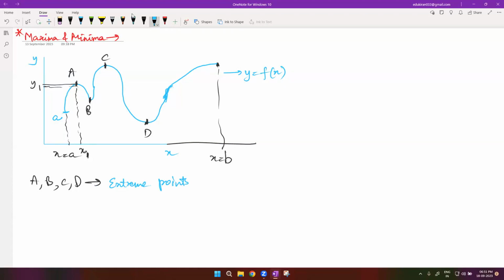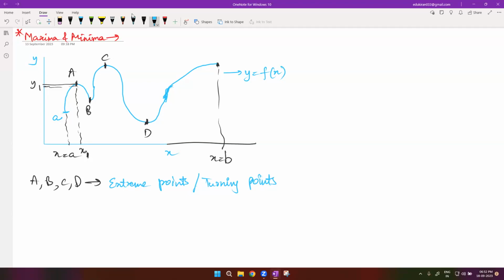Extreme points, or you can also call them turning points, because the graph is turning. You can clearly see one more important property which all of these points exhibit: at every point A, B, C, and D, the graph turns.